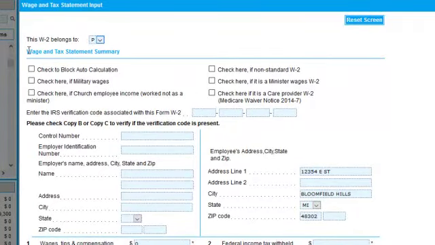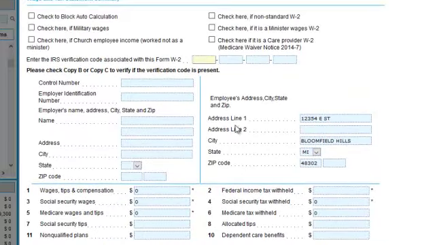Again, you want to read everything. Wage and tax summary. Check the block auto calculation. Click here if military wages. Click here if church employee income has not worked as a minister. Click here if non-standard W-2. Click here if a minister's wages. Click here if the care provider W-2. None of these apply, and we don't have an IRS verification code to put in here. So we will continue with the return from the W-2.